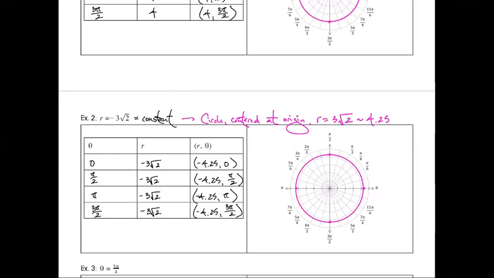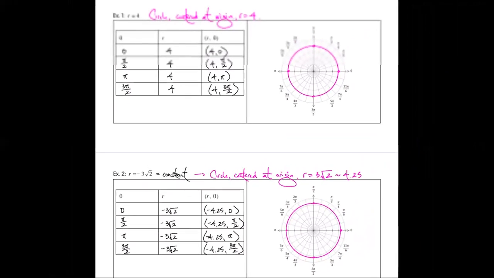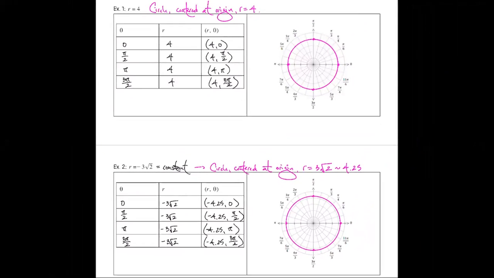So let me kind of put example 1 and example 2 up on the same screen. That kind of makes sense how we found the points and then graph the points. You can give me like a quick thumbs up. Okay, cool.